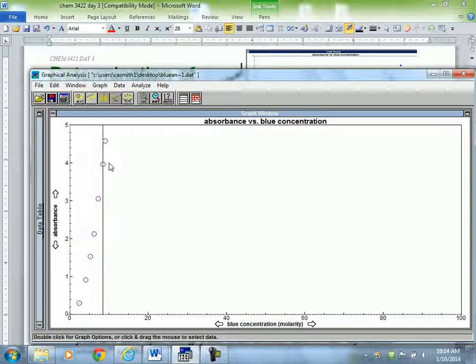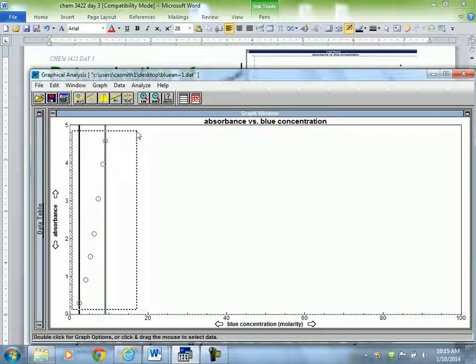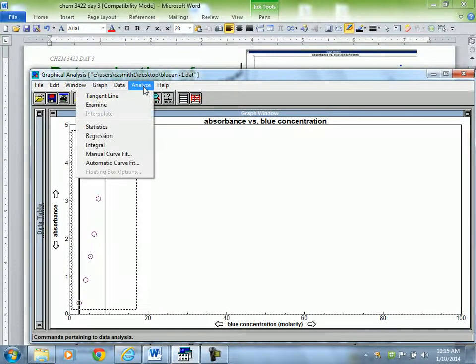What this software is called is Graphical Analysis. And if you're good at Excel, then you don't need to worry about this. What I'm going to do is try to get the slope and y-intercept. This is not that linear, but it's kind of linear. It'd be better if we spread it out more. But first, highlight all the points. Then I'm going to go to Analyze, and then Regression.